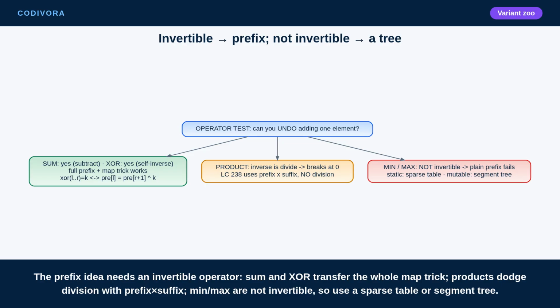For products, the inverse is division, which dies at a 0. So product except self uses prefix times suffix and never divides. But minimum and maximum cannot be undone. So a plain prefix cannot answer arbitrary ranges. For those you reach for a sparse table when the data is static or a segment tree when it changes. Invertible means prefix. Not invertible means a tree.